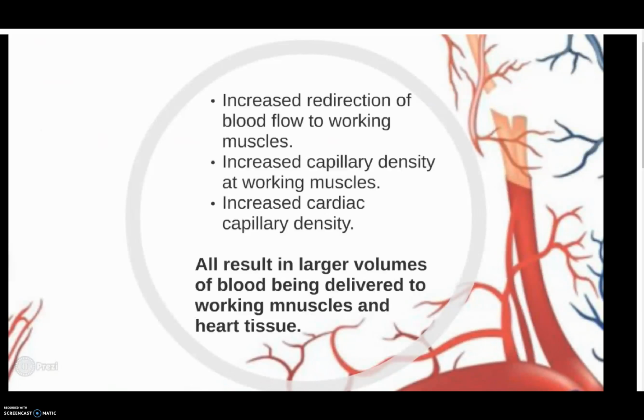We also get increased redirection of blood flow to working muscles, so we can get more blood to the places that we need it. Increased capillary density at working muscles means there are more blood vessels and more surface area for oxygen and nutrients to diffuse across into the muscle cells. And increased cardiac capillary density means more capillaries feeding blood to the tissues of the heart, because it needs oxygen to create ATP so that it can continue to beat. They all result in larger volumes of blood being delivered to where we need it most.